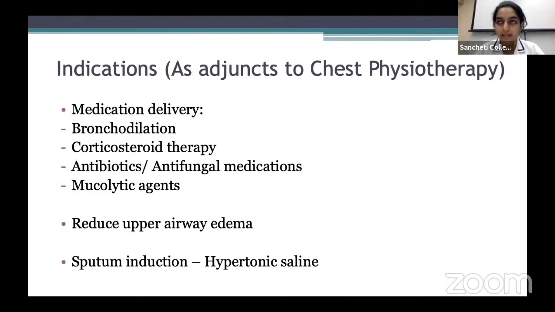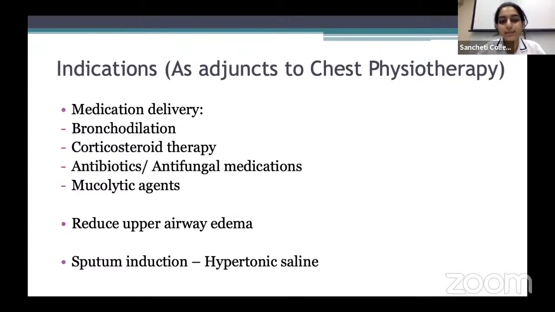Very, very useful, especially in cases where secretions are very thick, very tenacious, difficult to expectorate. Patient says that, yes, I can feel secretions are present inside, but I'm just not able to cough them out. They're too thick, too sticky. In such cases, mucolytic agents, if delivered using nebulization, can help break down the mucus and help make it thinner in consistency. That makes it easier for the secretions to move out.